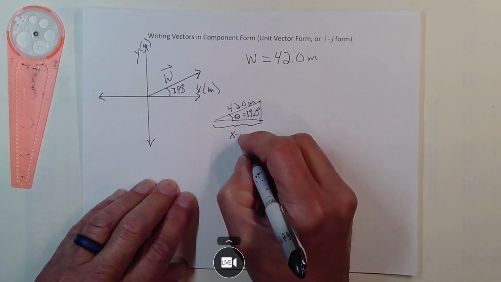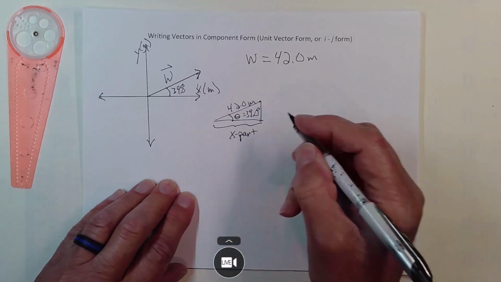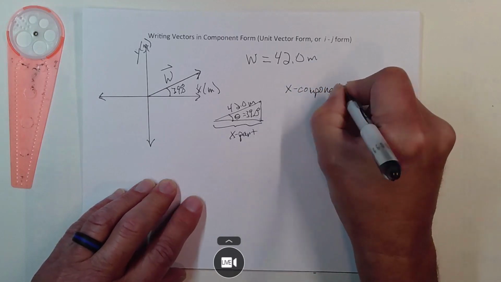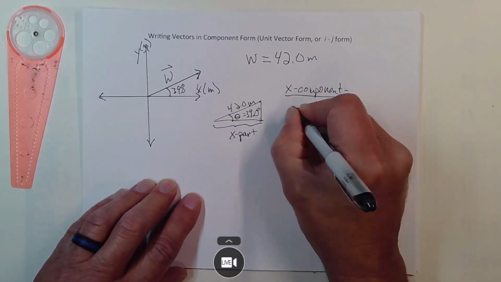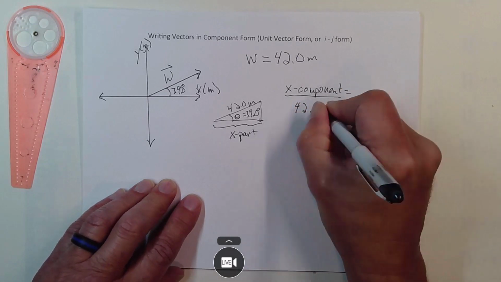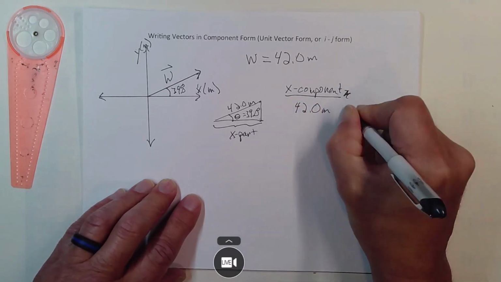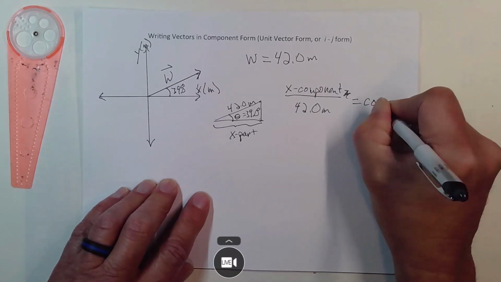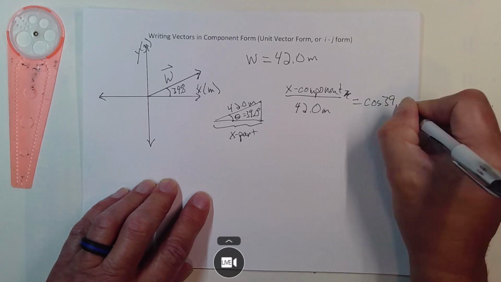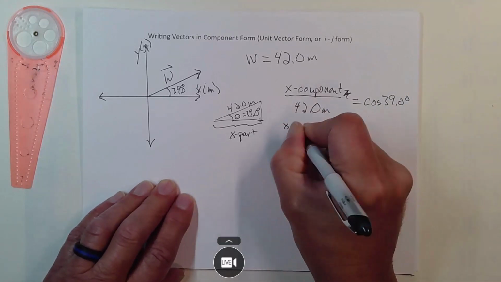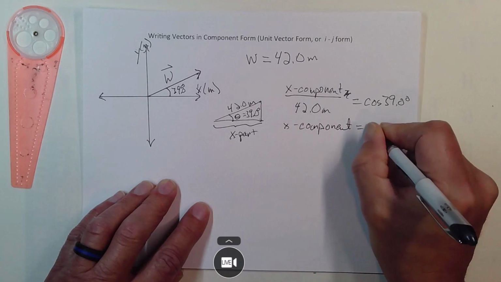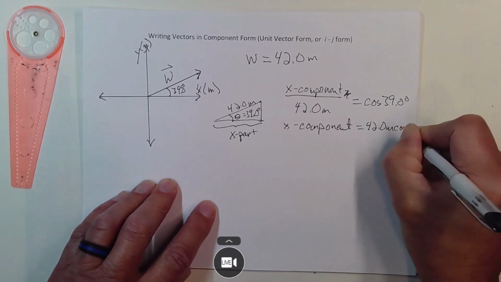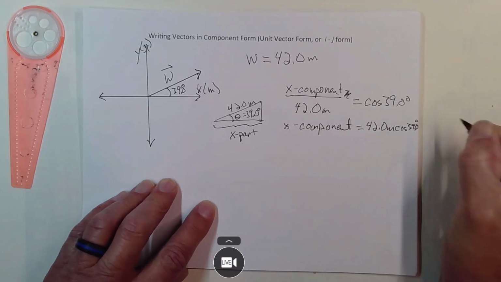I'll just call this the x part, or the x component. The x component divided by 42.0 meters is going to equal the cosine of theta, or cosine of 39.0 degrees. That means the x component is equal to 42.0 meters times the cosine of 39.0 degrees.